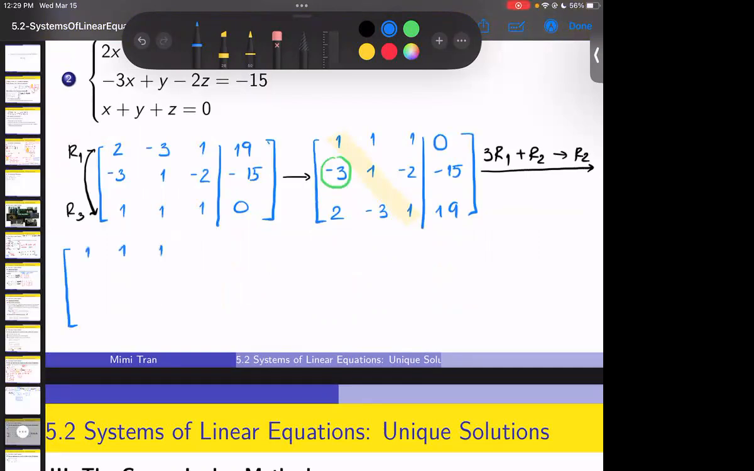1, 1, 1, 0, 2, -3. I'm rewriting this. 3 plus -3, 0. I'll write this if it helps. 3 plus 1 is 4. 3 minus 2, 1. 3 times 0, 0 plus -15 is still -15. Erase that.